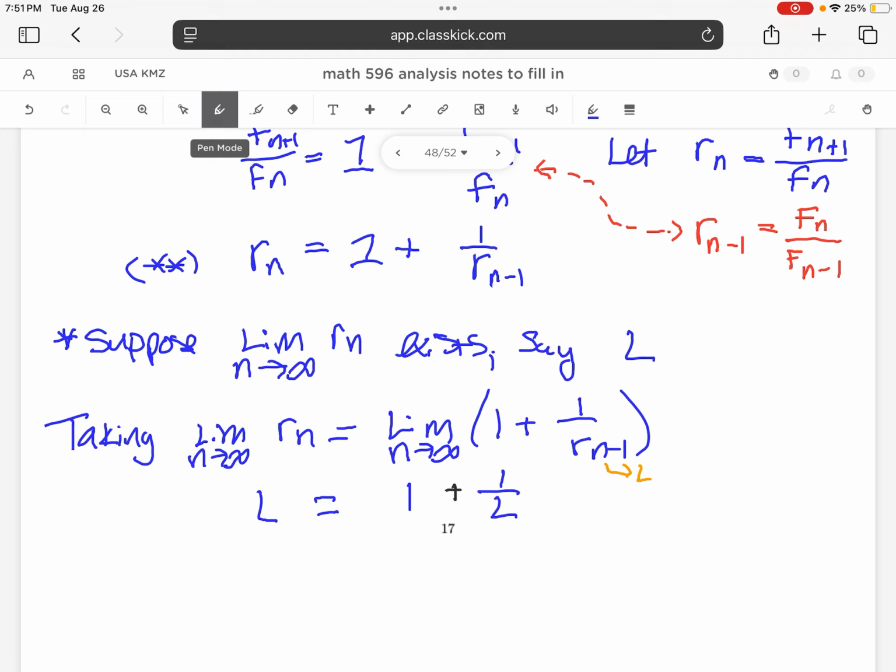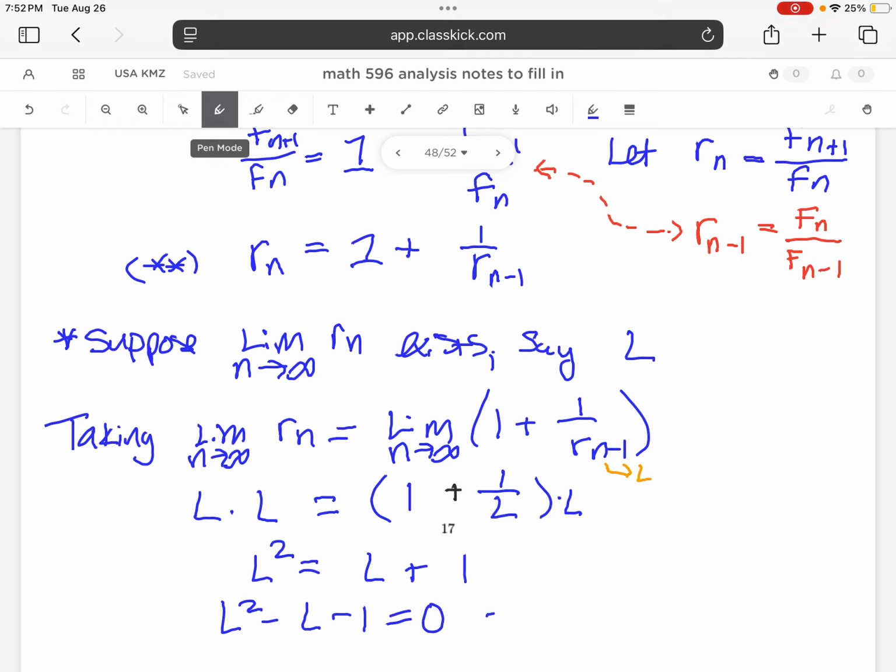Okay. So what does this mean? Well, if L is equal to 1 plus 1 over L, I can multiply by L on both sides. It's not going to change anything, and we'll get L squared is equal to L, distributing here, plus 1 over L times L is just 1. And I can solve this now for L. This is just a regular old quadratic equation. L squared minus L minus 1 is equal to 0.